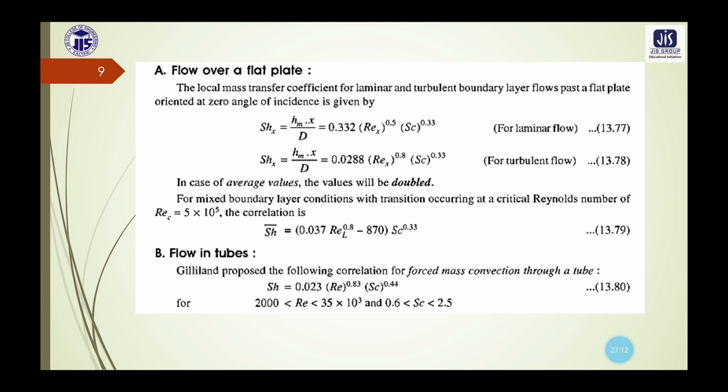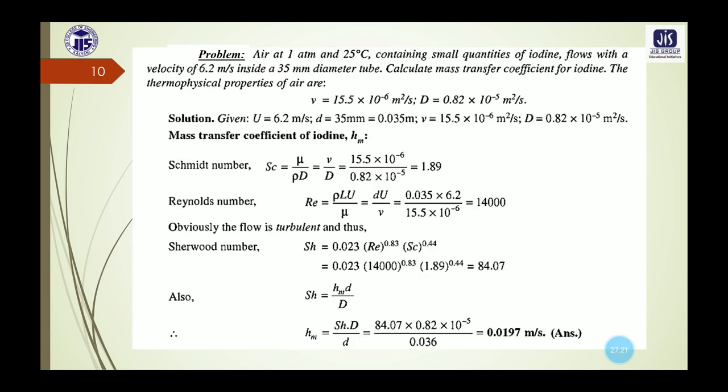This formula for flow in a tube is proposed by Gilliland. So we will use this formula of the Sherwood number, which is 0.023 Reynolds number to the power 0.83 and Schmidt number to the power 0.44. Putting the values of Reynolds number and Schmidt number in this formula, we get the value of the Sherwood number as 84.07.